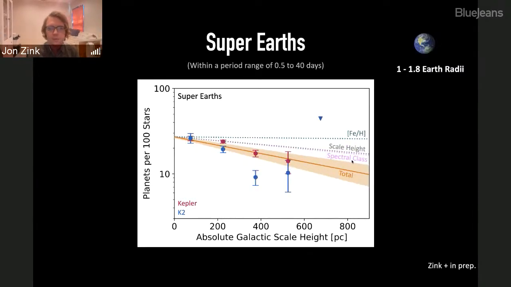Moving to the super Earths, we're finding a similar downward trend. Again, it seems like we need a third scale height parameter to really fully describe this downward trend. So this is really an exciting finding. It's interesting because we're looking at K2 and Kepler, these missions that have been dormant for many years, and we're still finding these first-order discoveries within this data set.